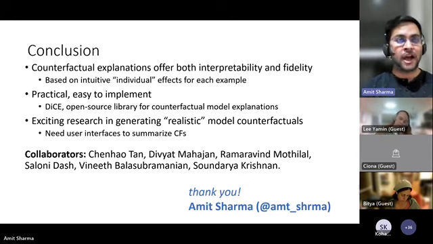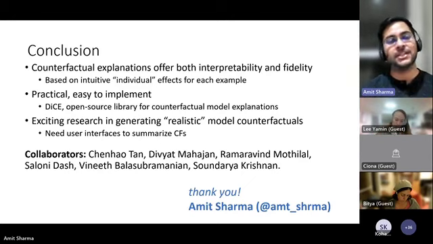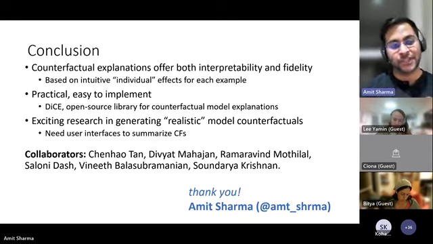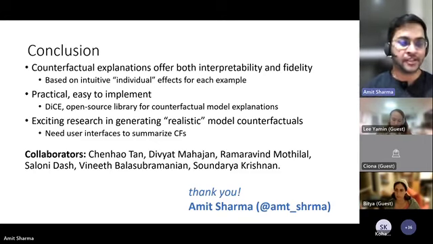But I think that the hardest question is, how do you actually generate realistic counterfactuals? For images, it means you want to generate realistic looking images. And for text and tabular data, it means you want to generate output that looks plausible given the scenarios.